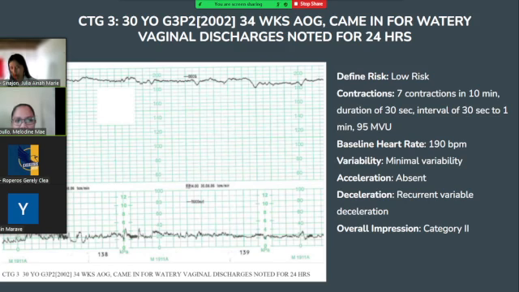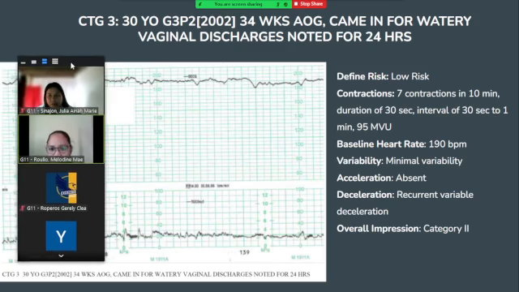For CTG3, 30 years old, Gravida 3, Para 2, 2002, 34 weeks age of gestation, came in for watery vaginal discharges noted for 24 hours. So defined risk is low risk. Contractions, 7 contractions. Why is it low risk?